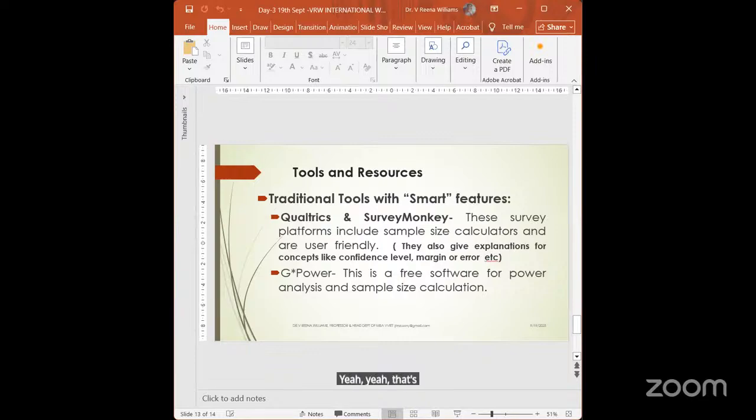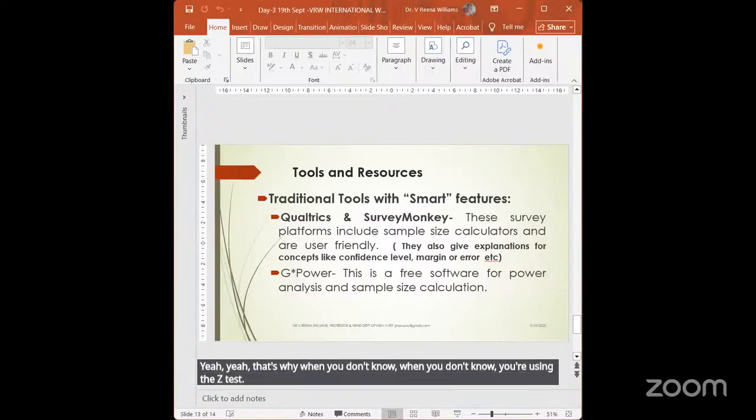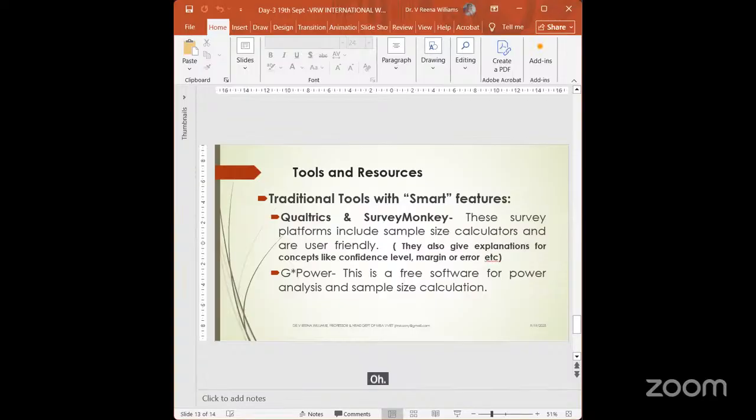So when you don't know, 385. You're using the Z test. Okay. Thank you, ma'am. So 385 will be a good enough sample. Definitely. And later on, when you're doing the actual test, you can raise the number. This is quite sufficient for a pilot test. Not less than that. That's the border.